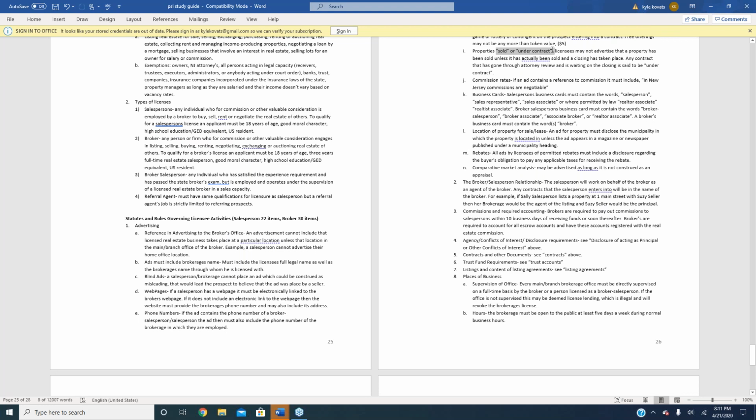Sold or under contract here. So simply put, sold means sold. Sold means closing has taken place and the deed's been transferred.